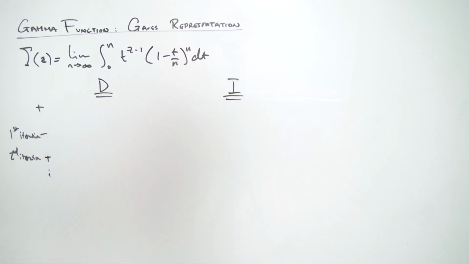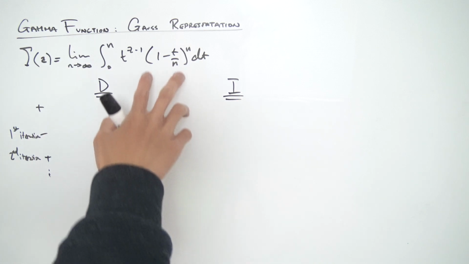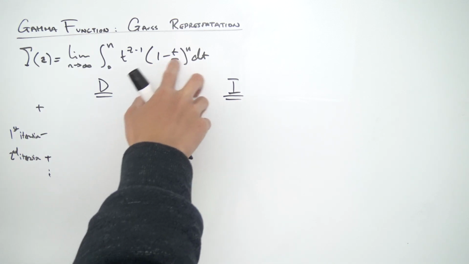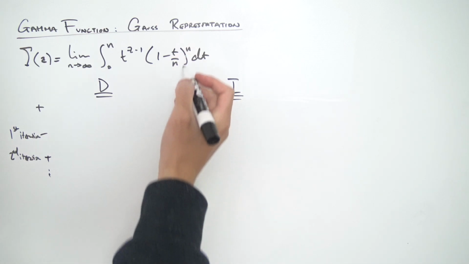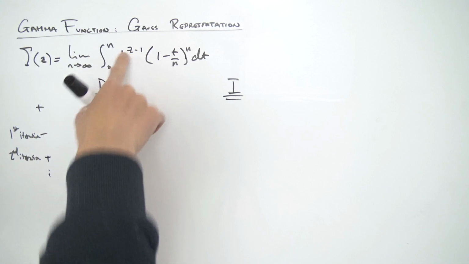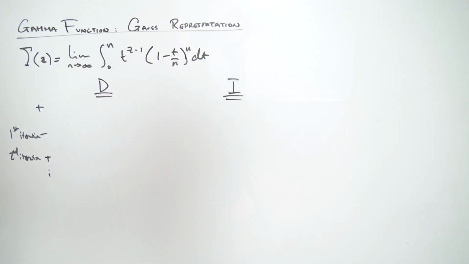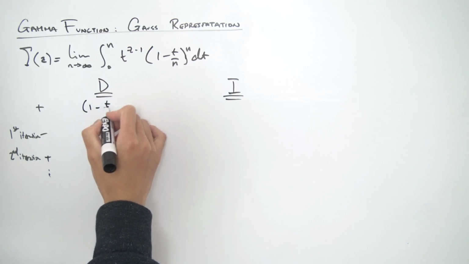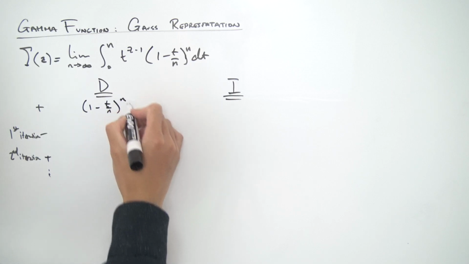Because notice that n is just, well, we're kind of assuming it's some real number. So if we differentiate this a number of times, then we can reduce the power little by little. But z on the other end is a complex number, so we don't really want to differentiate that. So let's differentiate 1 minus t over n raised to the nth power.